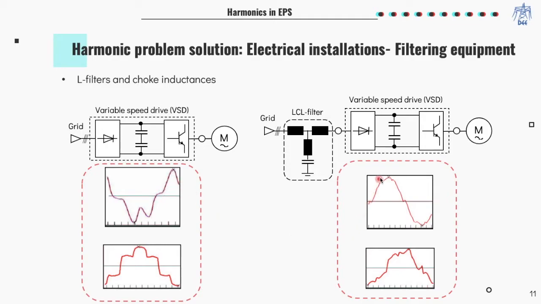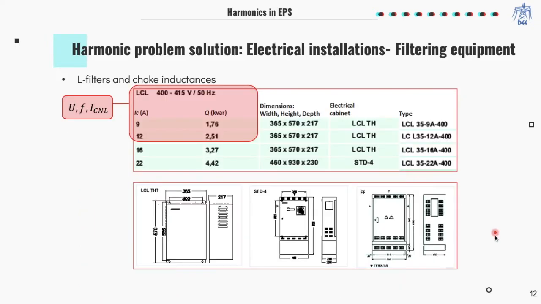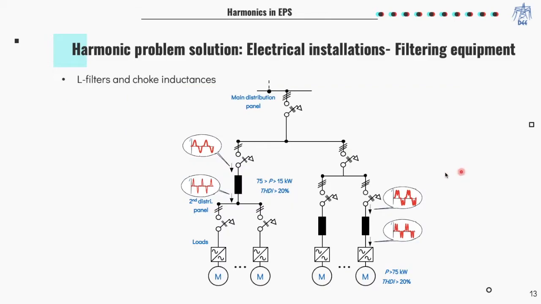It is noted that the new waveform becomes more sinusoidal with the choke inductance. To select this type of choke inductance, the voltage and the frequency of the installations, as well as the root mean square value of the currents consumed by the nonlinear loads, are required. As previously commented in other slides, this choke inductance can be connected at the low panel level and at the secondary distribution panel level to reduce the corresponding harmonic currents.